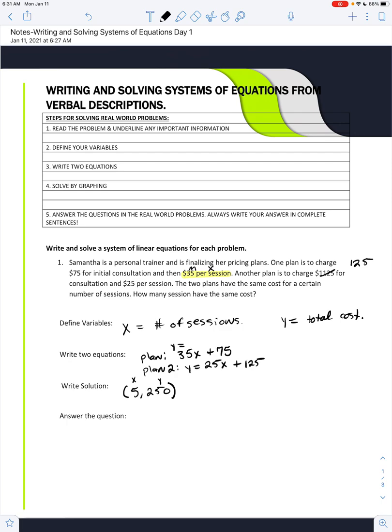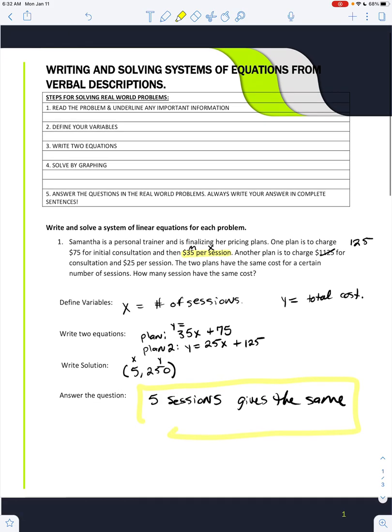And so what this means is that the two plans are going to have the same cost after 5 sessions, right? So they're going to intersect, these two plans, after 5 sessions. So to answer the question, how many sessions have the same cost? We're just going to write down here 5 sessions gives the same cost. And if it were to ask the cost, we would say $250. There we are.